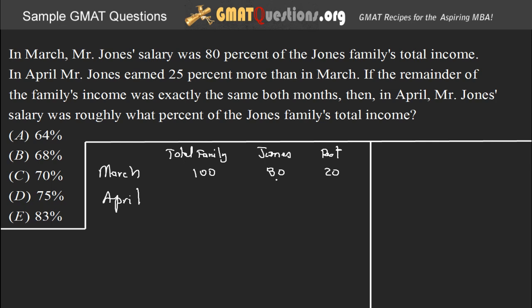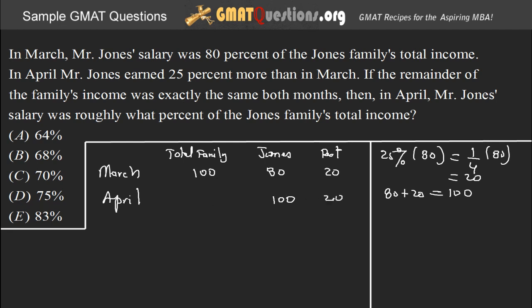1/4 of 80 is just 80 divided by 4, which is 20, and then add that to 80. So again, what I'm doing here is saying that 25% of 80 equals 1/4 of 80, and this is equal to 20. You add this 20 to 80, so you get 100. So you understand what I did. Now, we are also told that the remainder of the family's income was exactly the same both months. So we had 20 in March. We're going to also have 20 in April.